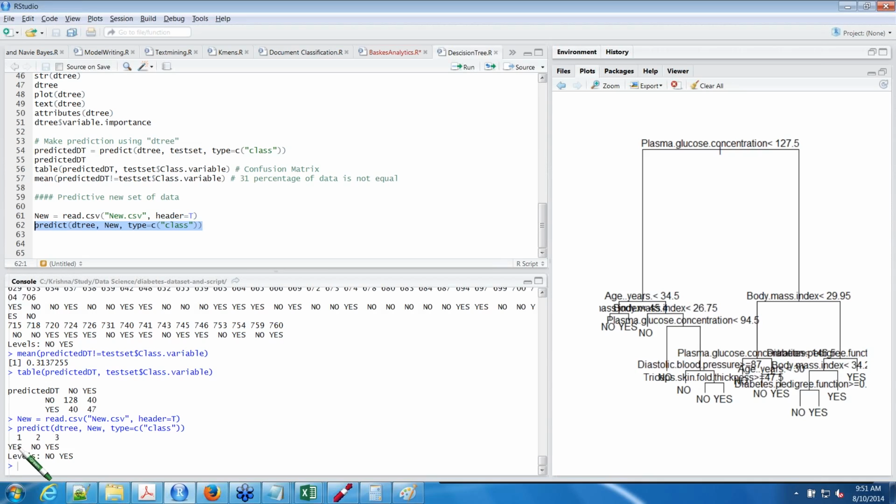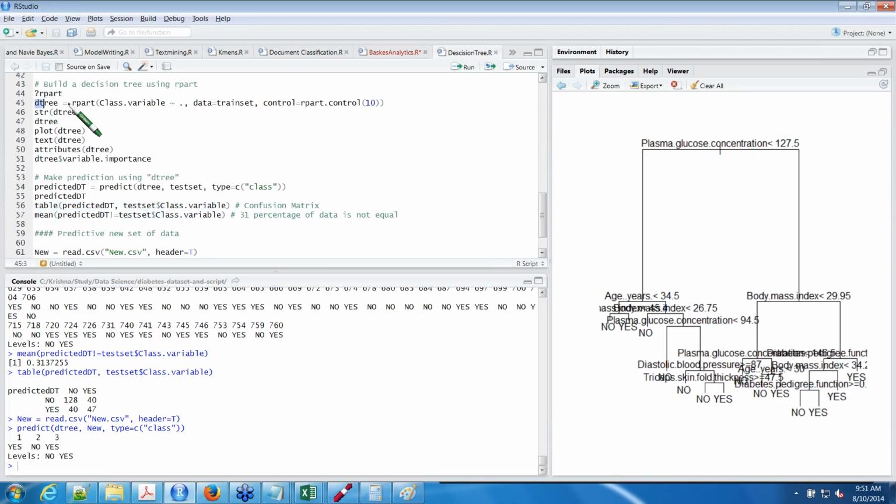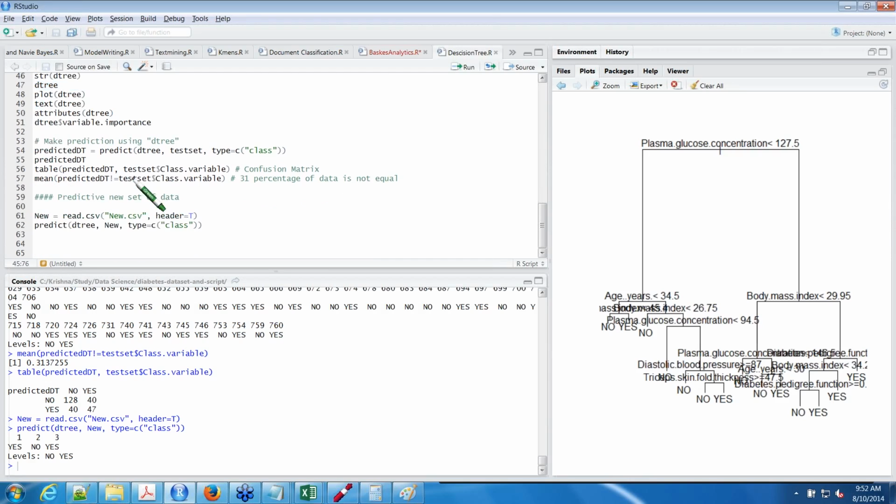So it says for the first record diabetes will come, for the second record diabetes will not come, for the third record diabetes will come. So that is a prediction. The model you get from this line, do you see that 45th line? We run rpart, and we got the model.